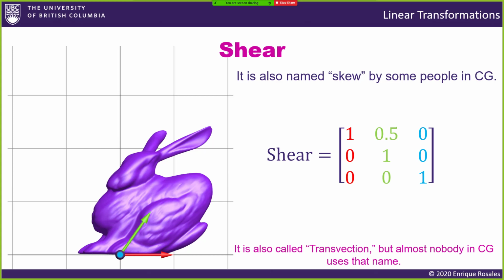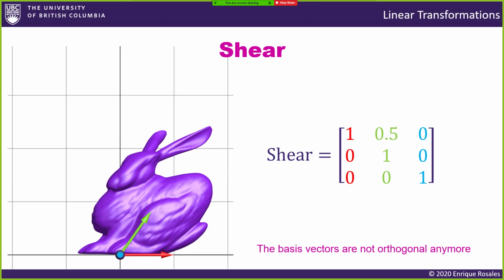So basically, this transformation is not keeping the basis vectors orthogonal, right? This is a major difference between this transformation and rotation or scaling. If you scale, rotate, or reflect, your basis vectors are always orthogonal. In this case, the basis vectors are not orthogonal anymore. However, this transformation is also linear, right?